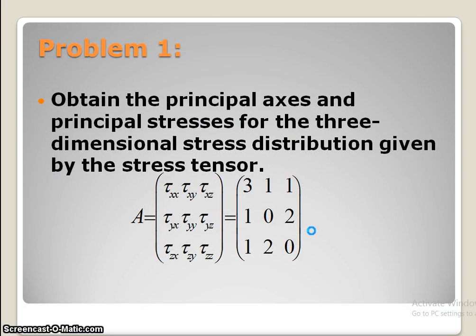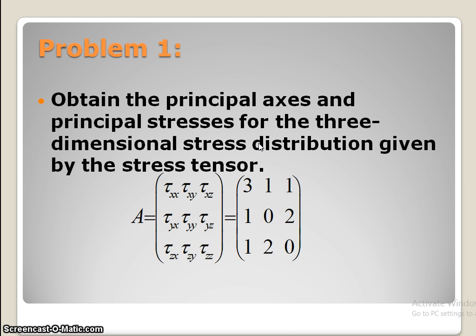So first we can see one application problem. This is a very important problem. Obtain the principal axis and principal stresses for the three-dimensional stress distribution given by the stress tensor A equal to tau xx, tau xy, tau xz, tau yx, tau yy, tau yz, tau zx, tau zy, tau zz. This can be written in matrix form as 3 1 1, 1 0 2, 1 2 0. So everything is given in the problem. Here we have to obtain the principal axis and principal stress for the given three-dimensional distribution.